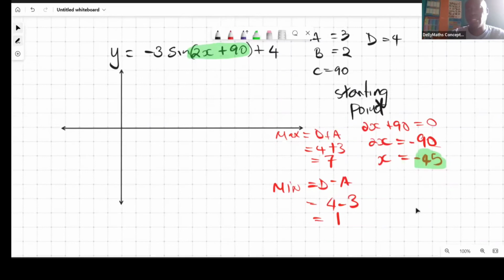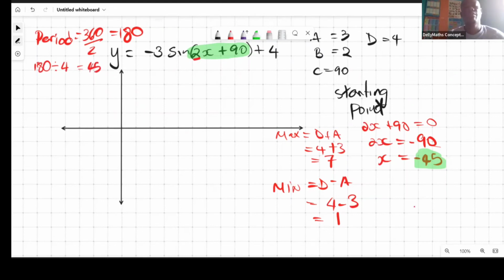Remember also that we need to work out our period. So the period can be calculated by putting 360 degrees over the B value, which is 2. So the period is 180 degrees. So it's going to complete its cycle in 180 degrees. Remember though, we're not starting at 0. So we have to just work this out. If you divide this 180 by 4, this is going to be 45.